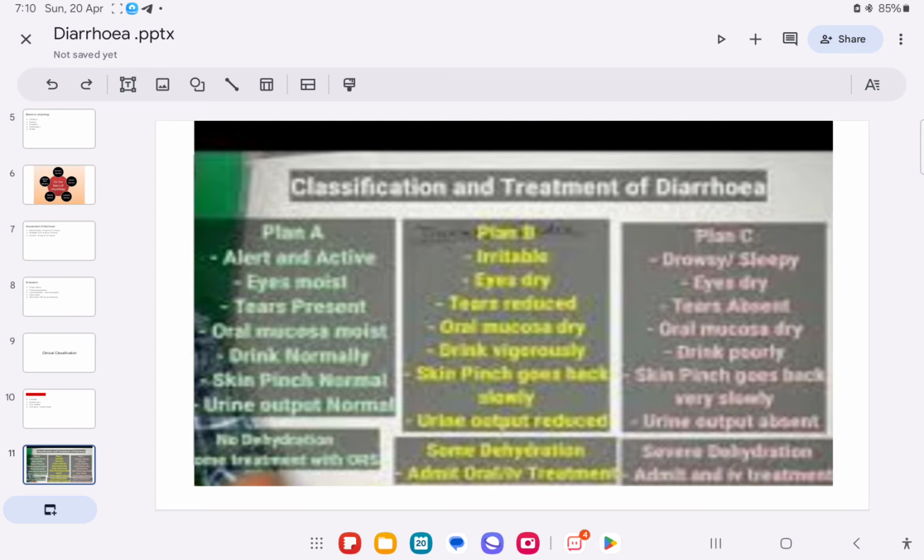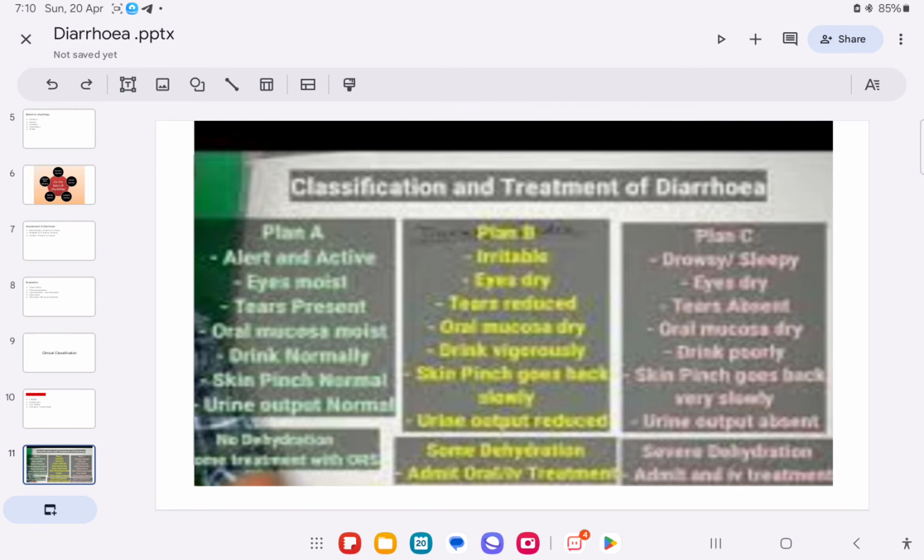In plan B, the patient is conscious but irritable, and signs of dehydration are present. How do you check for signs of dehydration? Check the eyes, whether dry or moist, tears, whether they are produced or not, and the oral mucosa; all mucous membranes show signs of dehydration. If the patient drinks normally, it is good; drinks vigorously is acceptable, but skin pinch goes back slowly. So this is some dehydration. In plan A, you treat the patient on an OPD basis. In plan B, admit this patient, correct the dehydration, then send the patient home.